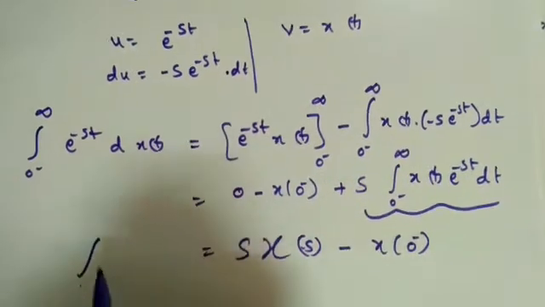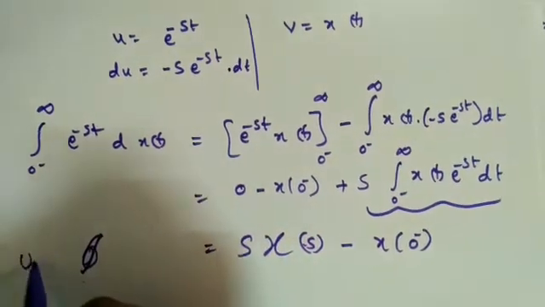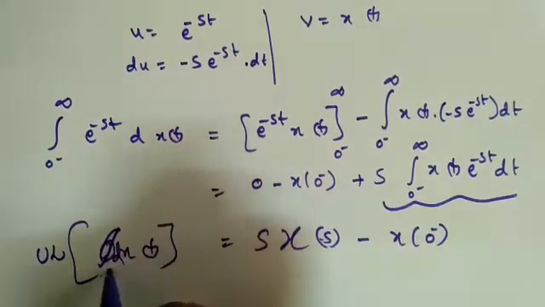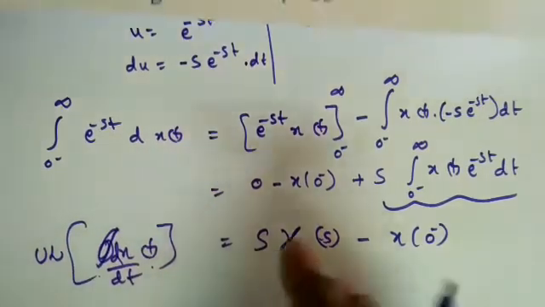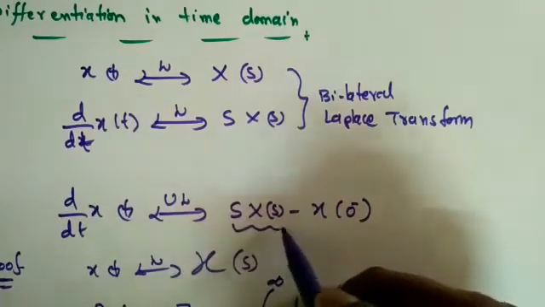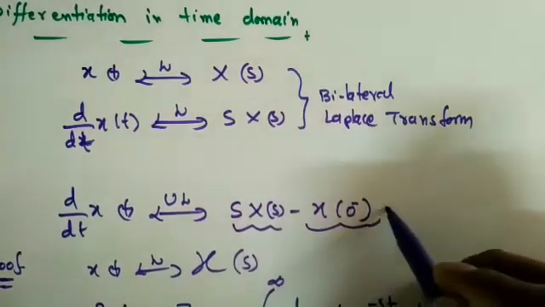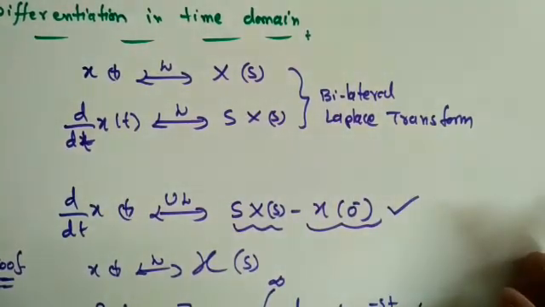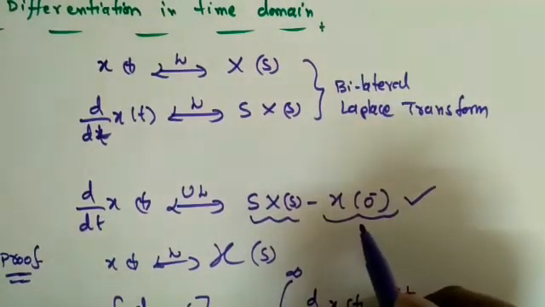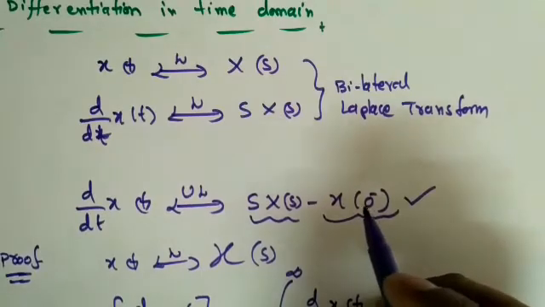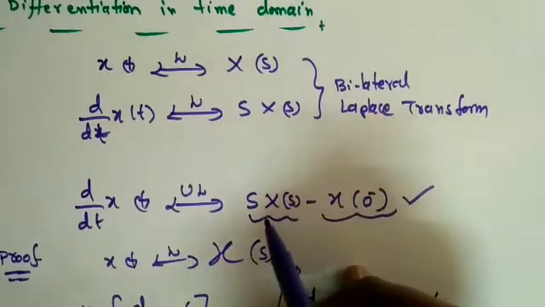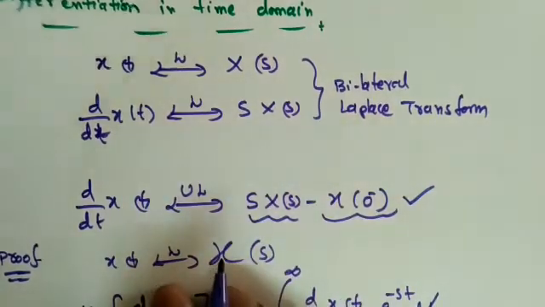So this is the unilateral Laplace transform of d by dt of x of t. So d by dt of x of t will be s into x of s minus x of 0 minus in the unilateral Laplace transform, because we have to deal with the non-zero initial conditions, right? So if you don't remember this proof, it's not required. So s into x of s minus x of 0 minus.